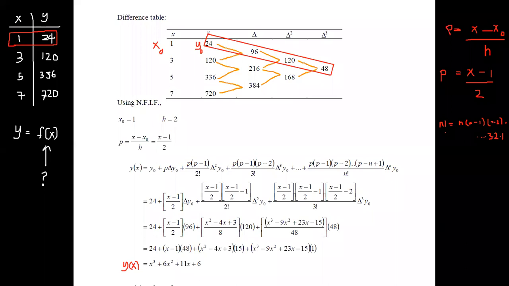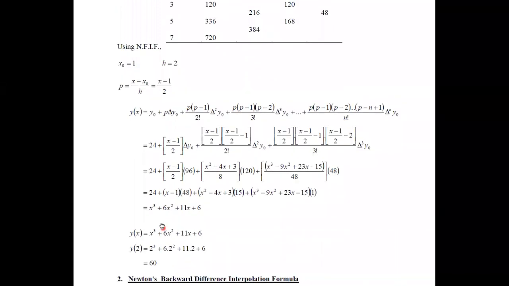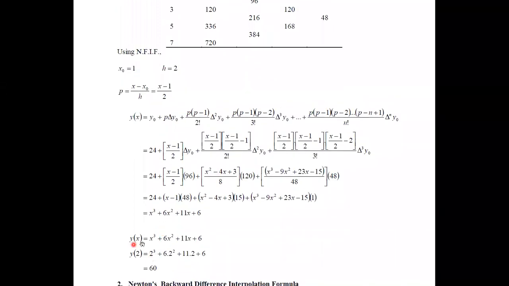In the second part of this question, they ask us to obtain the value of y at 2 using this technique. Here we can see the equation. They asked at the very beginning to obtain a cubic polynomial. Now the highest degree in this equation is x cubed. Therefore, we can say that the polynomial is x cubed plus 6x squared plus 11x plus 6.